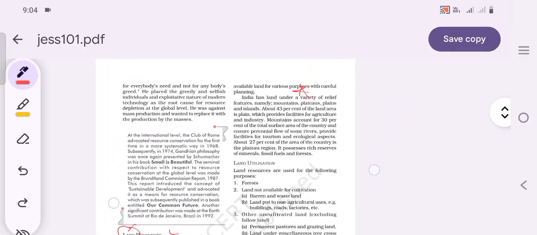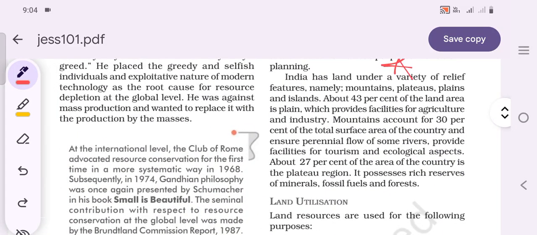Anywhere else you can get the pictorial representation, so it's highly essential. Mark my words. Now, India has land under a variety of relief features, namely mountains, plateaus, plains, and islands. About 43% of the land area is plain, which provides facilities for agriculture and industry. Mountains account for 30% of the total surface area of the country and ensure the perennial flow of some rivers. It is because of the mountains that the rivers flow, and it provides facilities for tourism and ecological aspects.